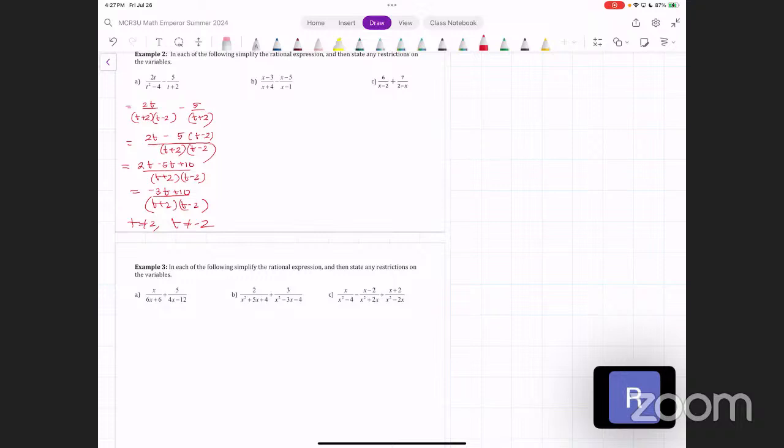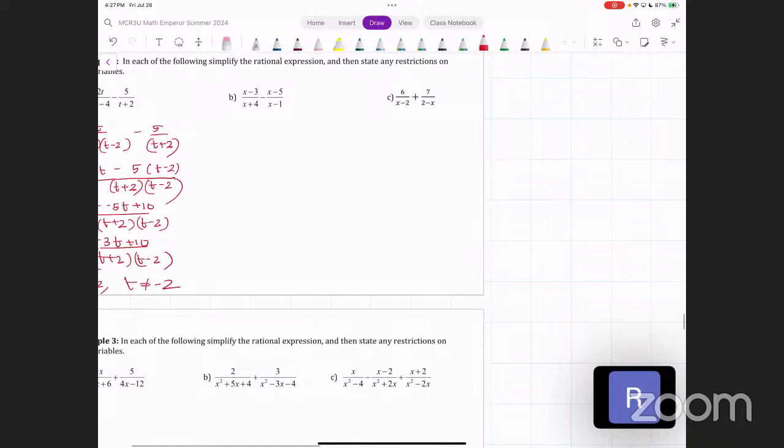But if you look at the next one, I don't have x plus 4 in both places, so I take x plus 4. I don't have x minus 1 in both places, so I will take x minus 1, isn't it? Make sense? So what would I do this time? The x minus 3 will be multiplied by the one that does not belong to the denominator. So x minus 3 times x minus 1 minus x minus 5 times x plus 4.